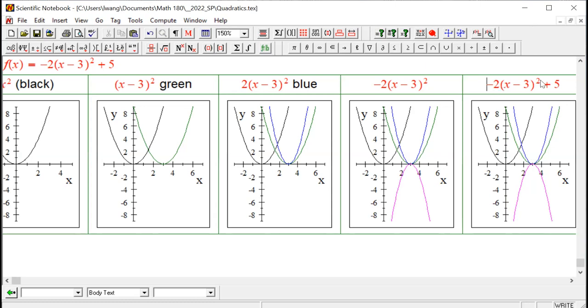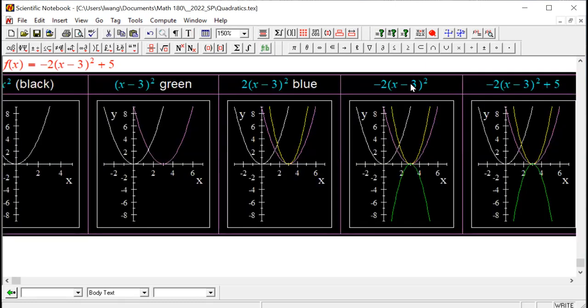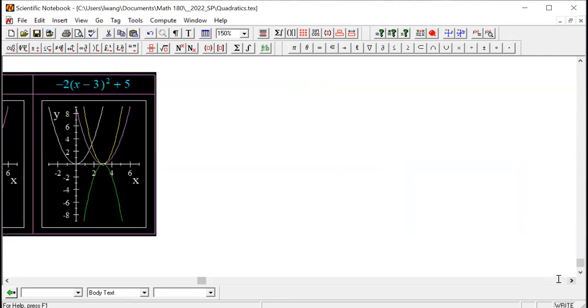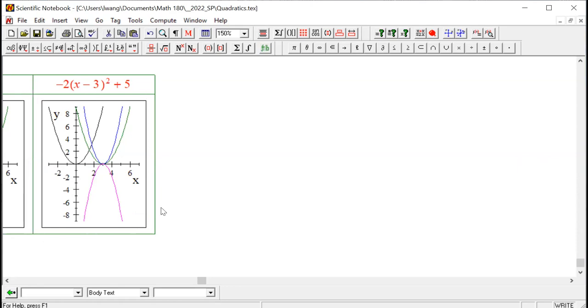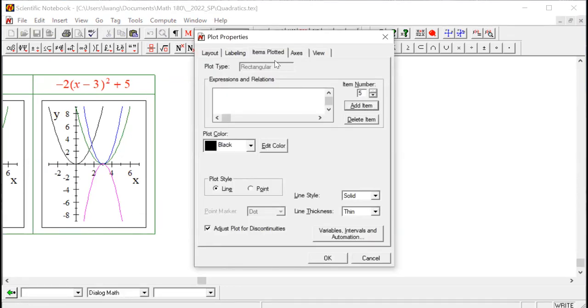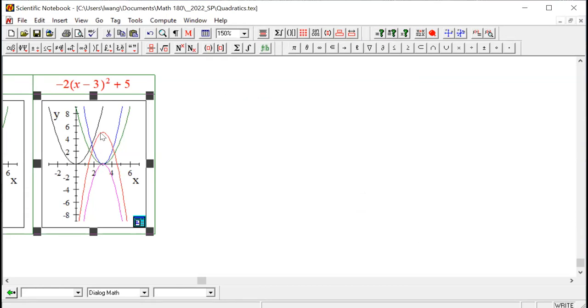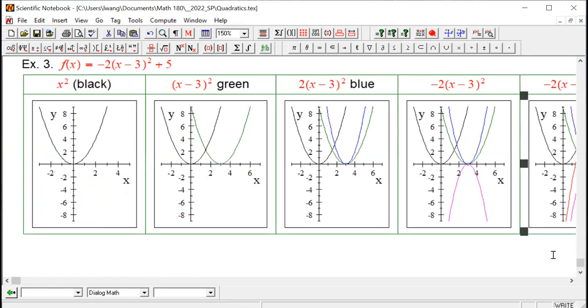Okay, so the final picture will be shifted up. So that's our red. That's going to be our final red. Yep, that's the picture, shifted up by 5 units, okay? In the process, can we identify the vertex?